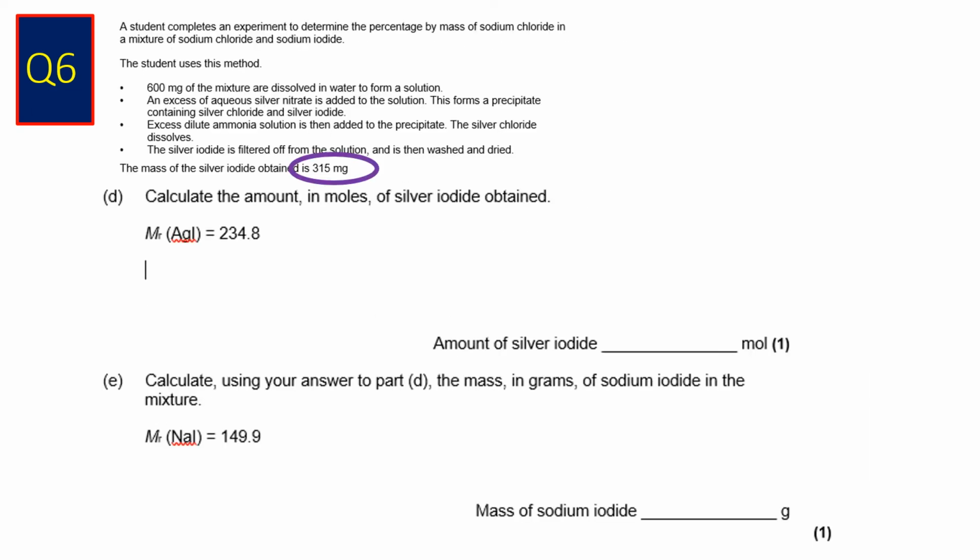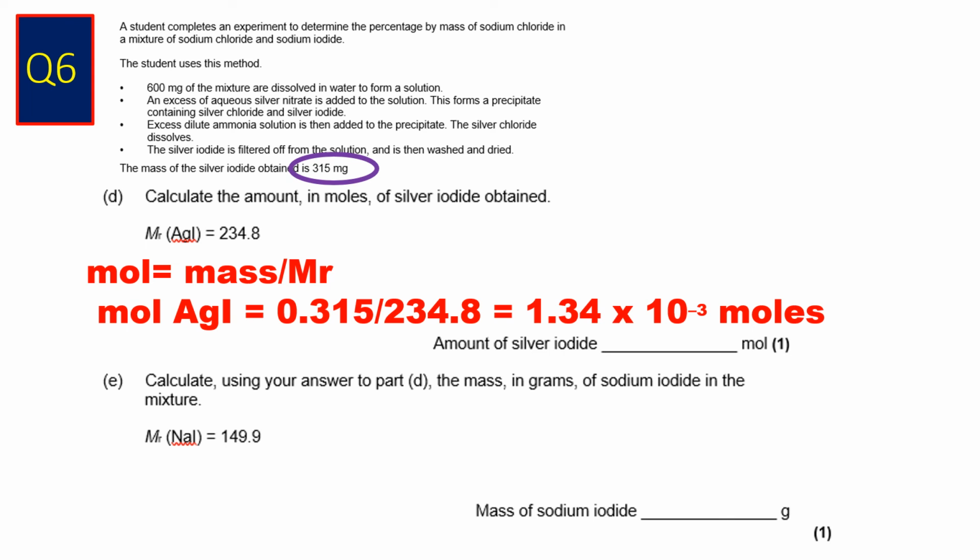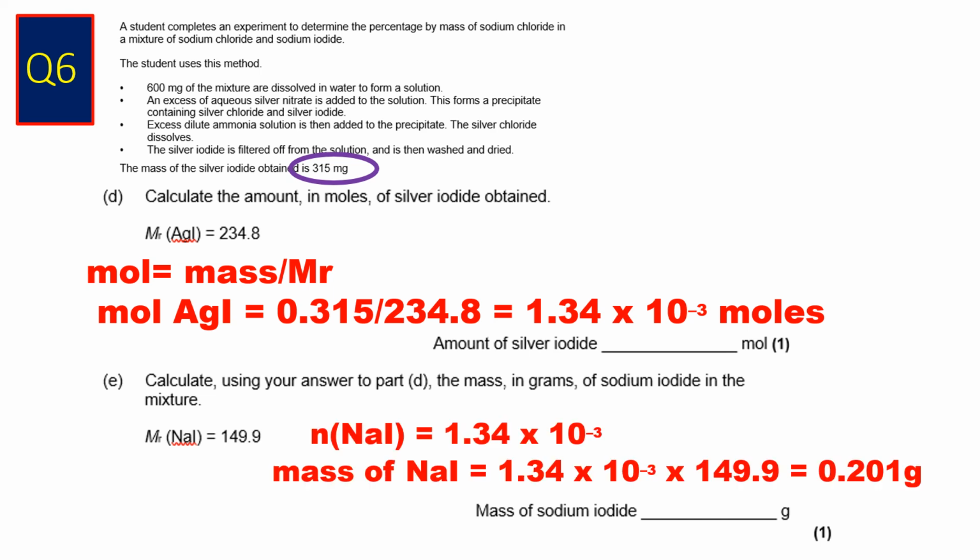So now we're asked to calculate the amount in moles of silver iodide obtained. And we've got to spot here, and this is the most common mistake, that the mass was in milligrams and not grams. So we have to do that conversion to get the marks. So moles is mass divided by Mr. Our mass converted is 0.315 divided by the Mr which you're given to give 1.34 times 10 to the minus 3 moles. You're also asked to calculate, using your answer to part D, the mass in grams of sodium iodide in the mixture. So given the 1-to-1 ratio, times that moles by the Mr, and we get a mass of 0.201 grams.